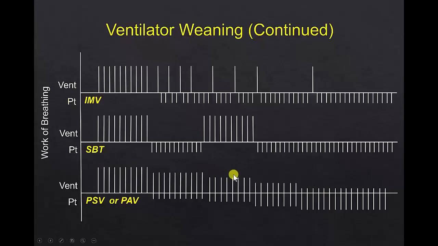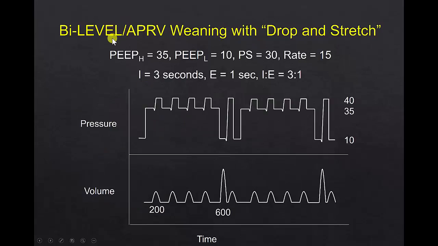So this is a nice smooth way of weaning, also fairly popular, but probably in the past 10 or 20 years, a secondary mode of weaning, with the main mode of weaning being spontaneous breathing trials. So here's the theory of weaning. Bi-level, I mentioned, can be used as a weaning mode. I went over bi-level in my earlier talk, but just a quick review.